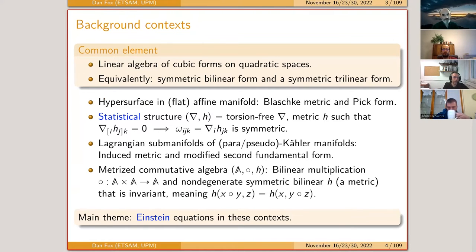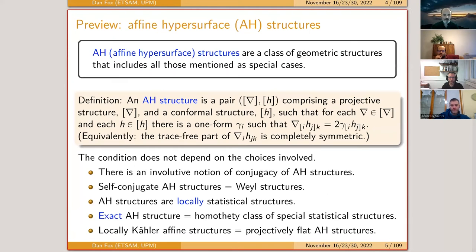We have a multiplication on a vector space, which in general is going to be non-unital, non-associative, but is commutative. And it's equipped with a metric, meaning here simply a constant non-degenerate symmetric bilinear form that's invariant, which just means exactly that this trilinear form cooked up from the multiplication and the metric is symmetric. So you get the same sort of data. And so the main thing I want to talk about is somehow defining and making sense of Einstein equations in these contexts and why it's reasonable to call the equations I want to define Einstein. So that's where we're headed next.